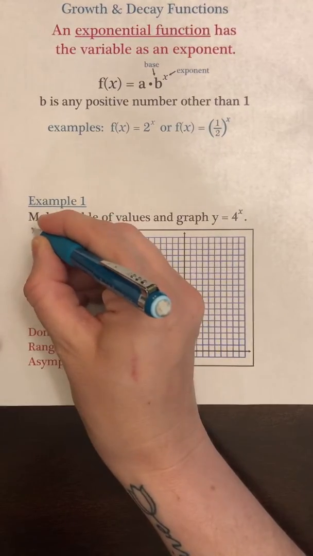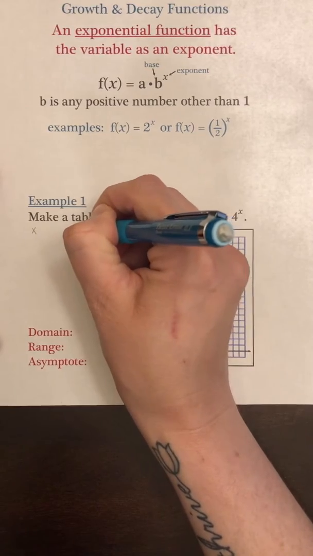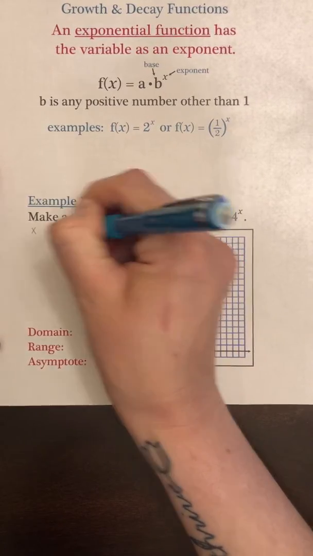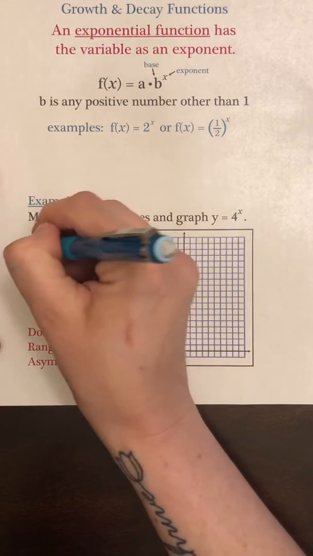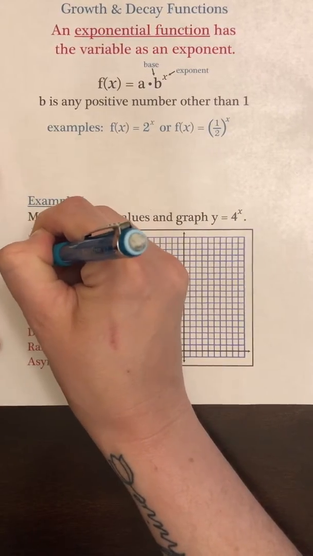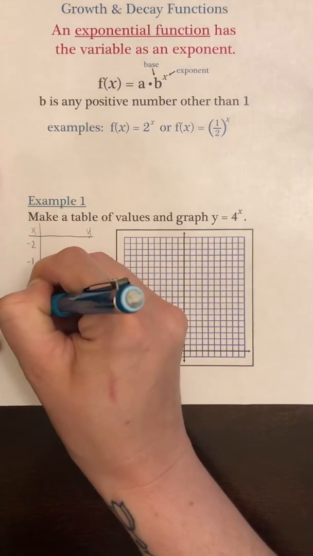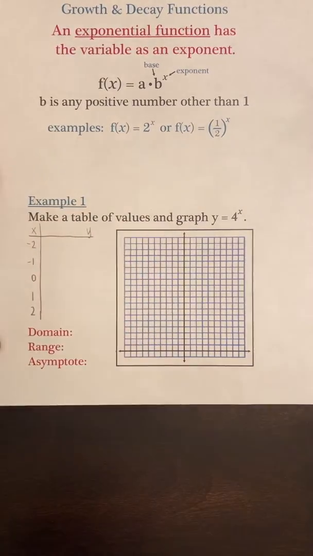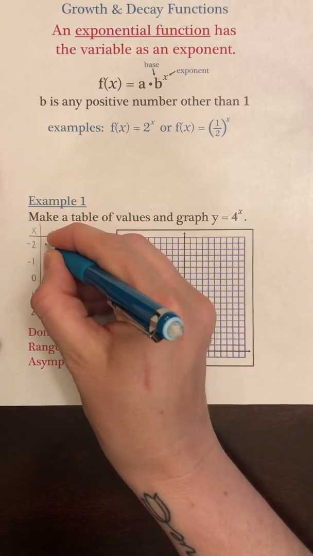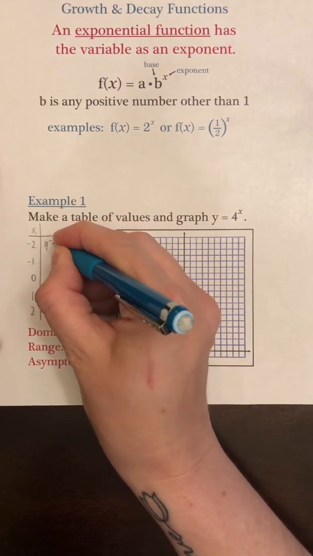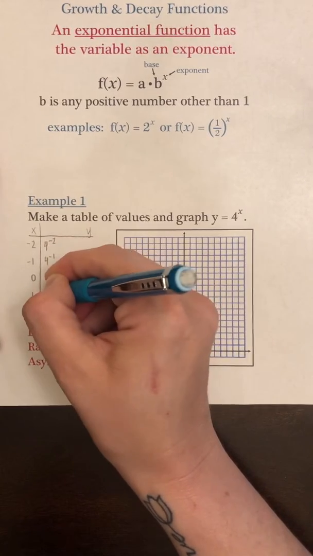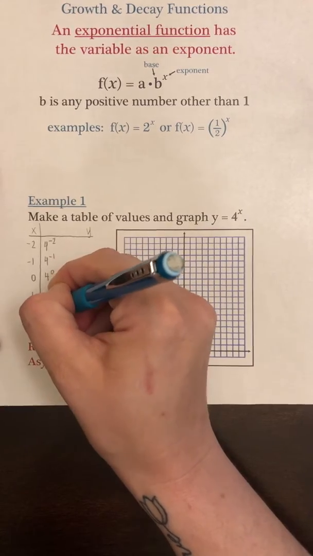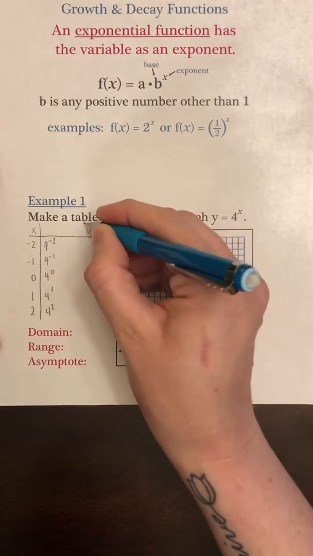So I'm going to start with the numbers that I typically like to start with most of the time, which are -2, -1, 0, 1, and 2. Those numbers are going to change a little bit today, and I'll explain why as we go forth. So I'm going to start off with 4 to the -2, 4 to the -1, 4 to the 0, 4 to the first power, and 4 to the second power.